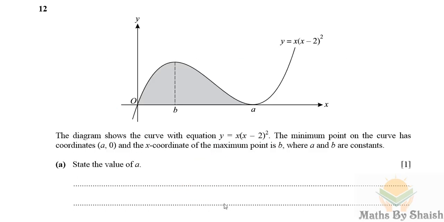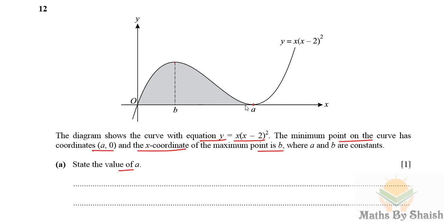Here is question number 12. The diagram shows the curve with equation y is equal to x times (x minus 2) whole square. The minimum point on the curve has coordinates a, 0. It means it touches the x-axis. And the x coordinate of the maximum point is b here, where a and b are constants. First one is: state the value of a.